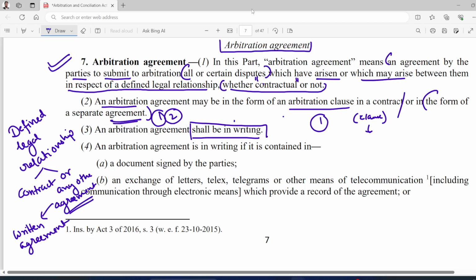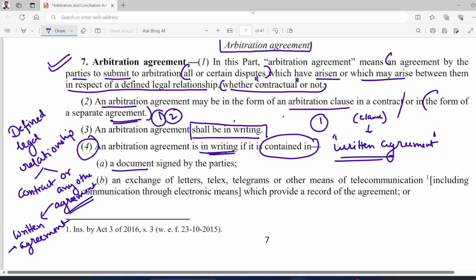And subsection 4: the arbitration agreement is in writing if it is contained in. So what is the scope of this written agreement? How must it be, and what particulars have to be kept into account, or what shall be considered to be a written agreement? Like we discussed here, subsection 4 defines a document which is signed by the parties. So it must be signed by the parties.